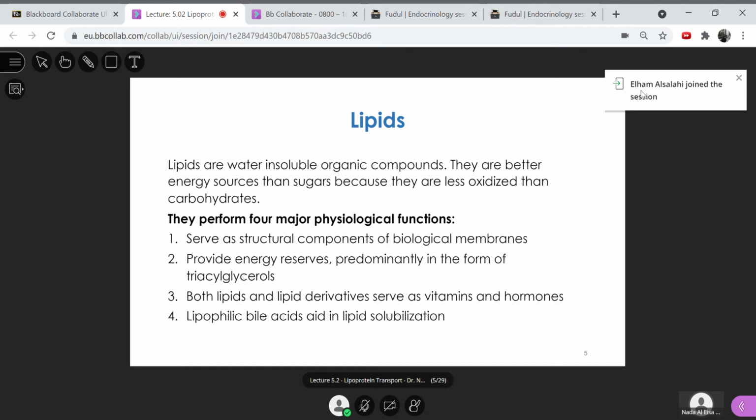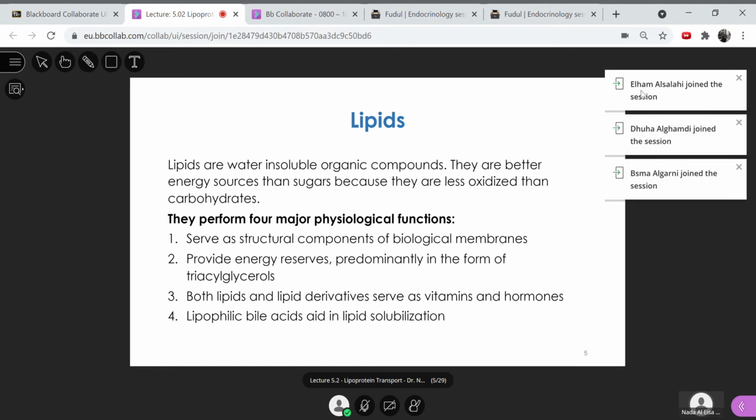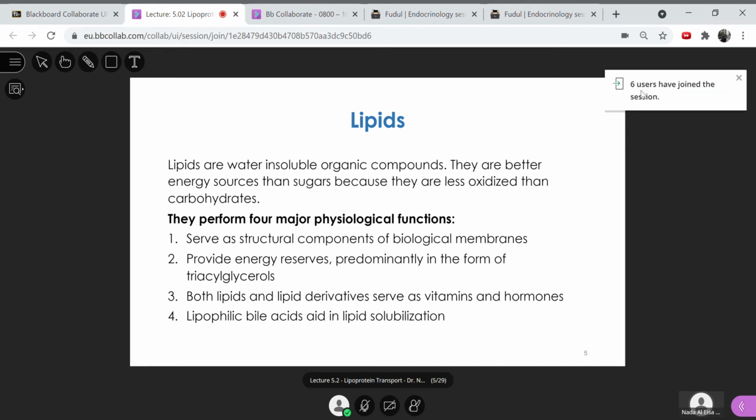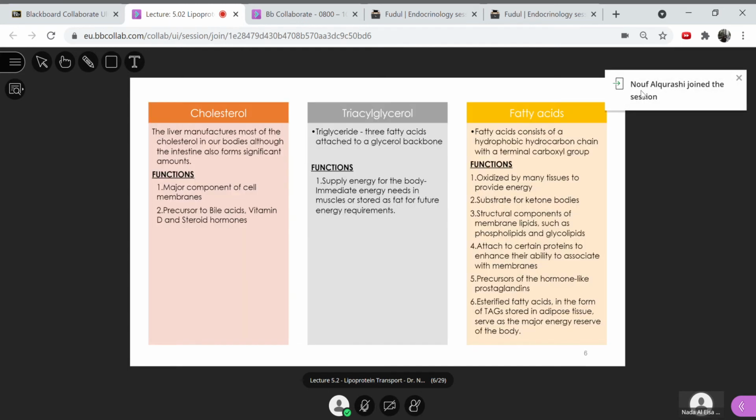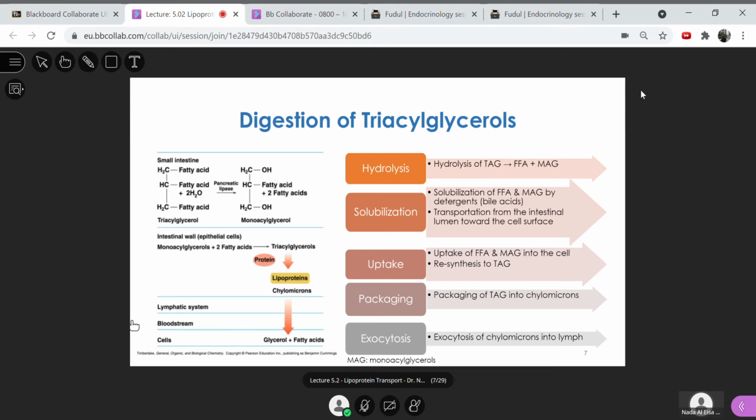I'm not going to talk much about lipids being insoluble, the biggest source of stored energy in the body, and the other physiological functions they serve in terms of membrane structures, precursor for vitamins and hormones, as well as bile acids. We have the different classes of lipids: cholesterol, triglycerides, or triacylglycerol, fatty acids, and what functions they serve. And we have talked quite a lot about fatty acids yesterday. This is just introductory, and it's all knowledge that you already have.